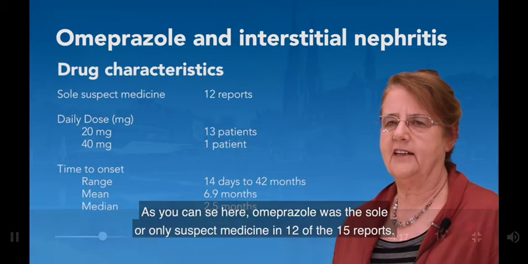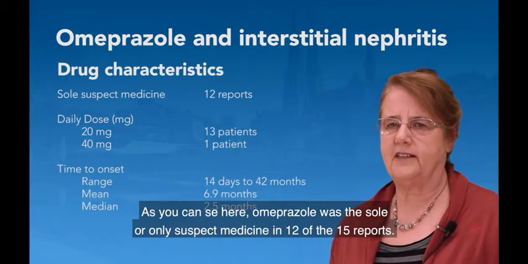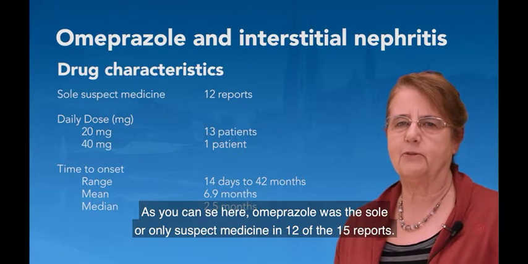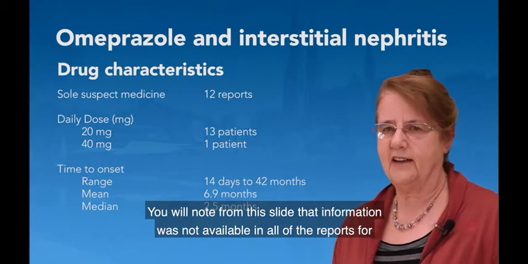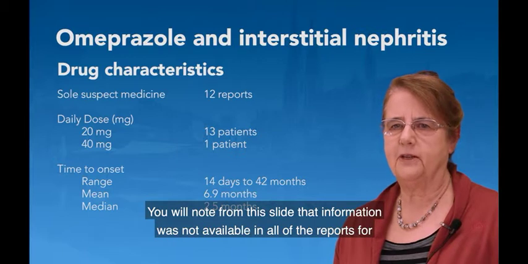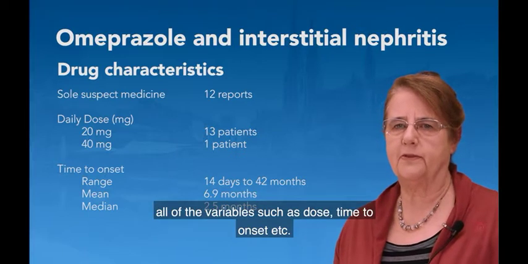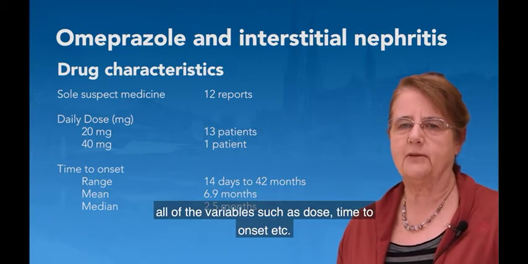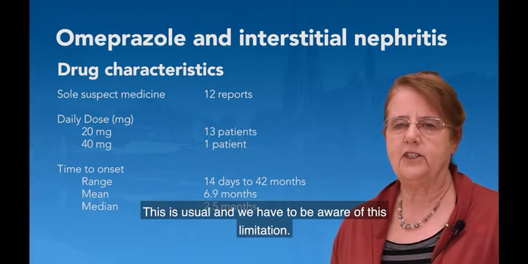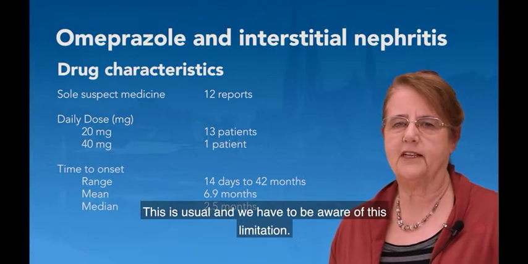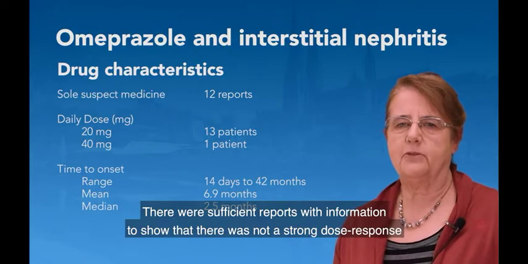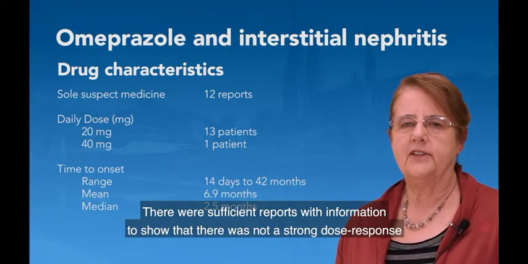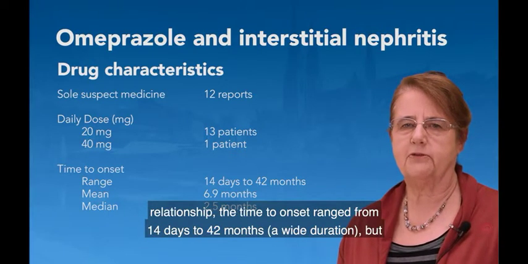As you can see here, omeprazole was the sole or only suspect medicine in 12 of the 15 reports. You'll note from this slide that information was not available in all of the reports for all of the variables, such as dose, time to onset, etc. This is usual, and we have to be aware of this limitation. There were sufficient reports with information to show that there was not a strong dose-response relationship.